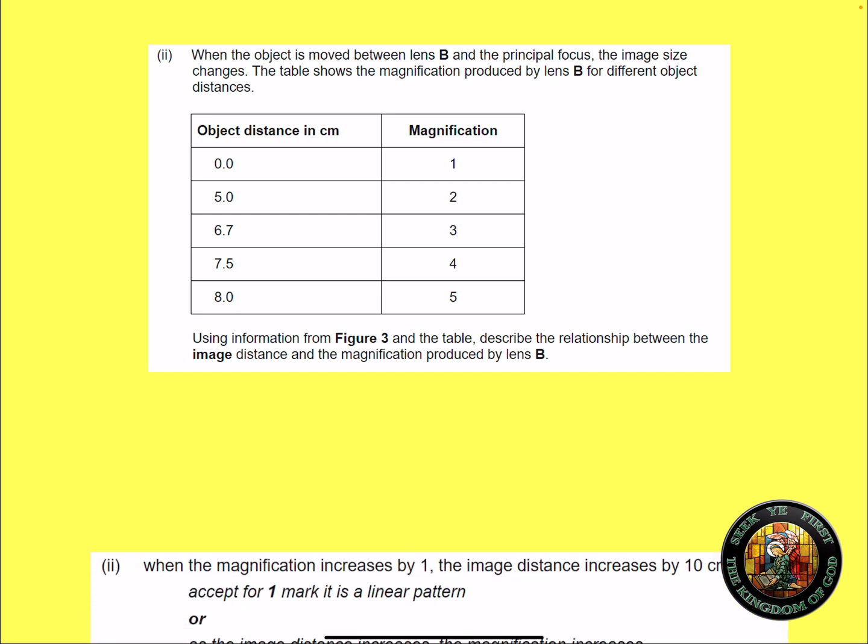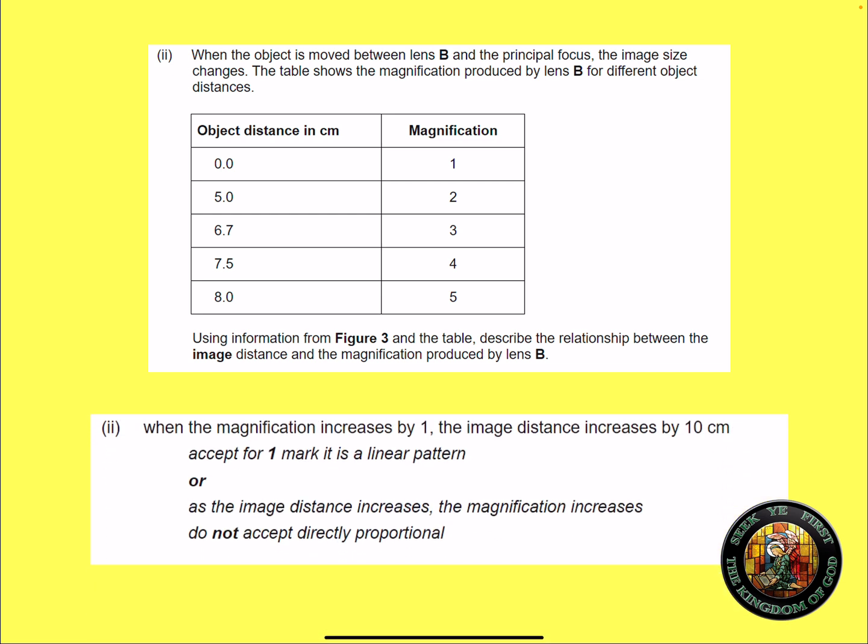Once you've done that, so when the magnification increases by 1, the image distance increases by 10. Accept 1 mark, it's a linear pattern, or as the image distance increases, the magnification increases. Do not accept directly proportional.